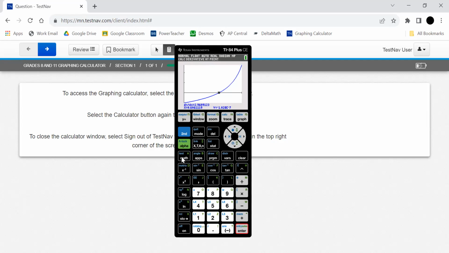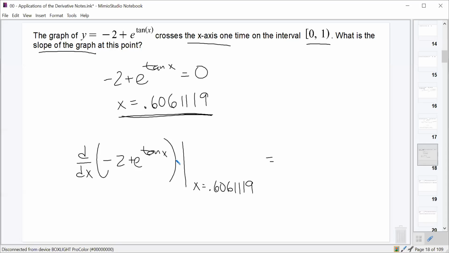When you hit enter, you can see it tells you that dy/dx is equal to 2.9609123. And we've now got our answer. 2.9609123 is a perfectly acceptable answer on the AP test. Or if you want to, you could round it to 2.961, but no less than that.